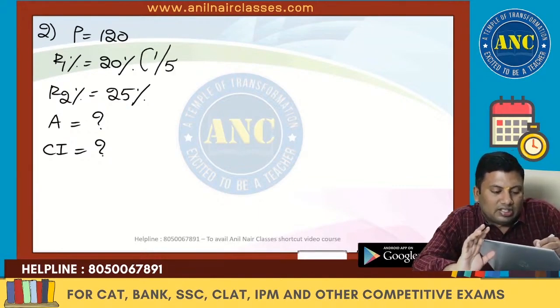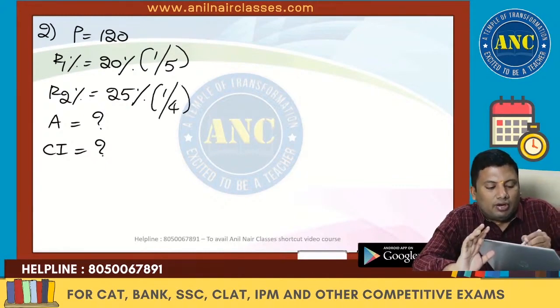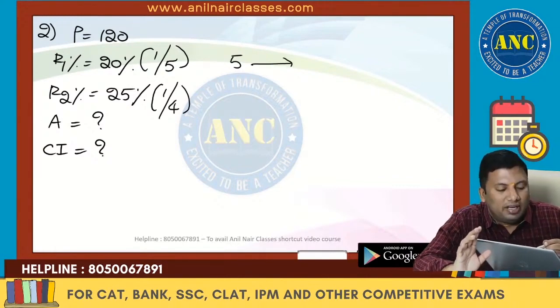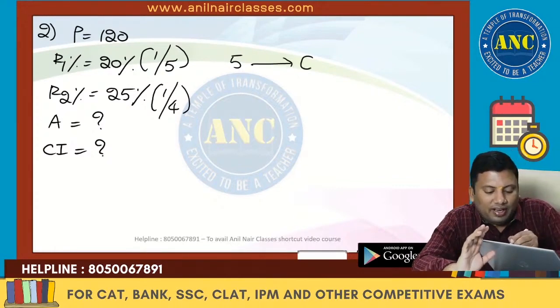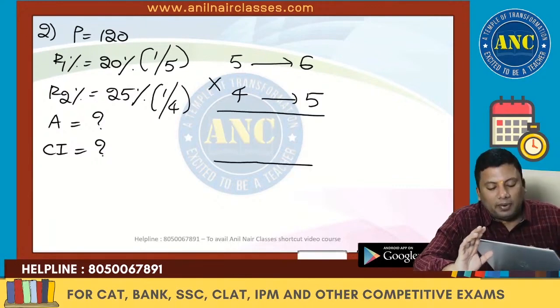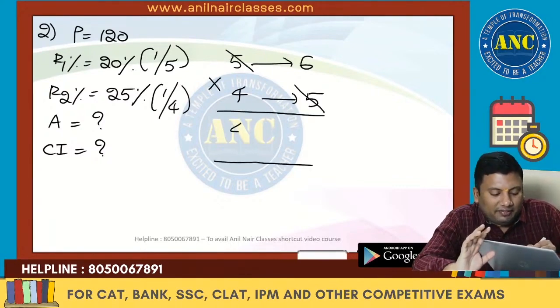20 percentage is 1 by 5. 25 percentage is 1 by 4. 5, there is one increase. Depreciation means negative, all others are positive. 5 with 1 increase, it is 6. 4 with 1 increase, it is 5. So it is multiplication, one event happening after the other event. 5 into 5 is change. 4 into 5 is nothing but 6.